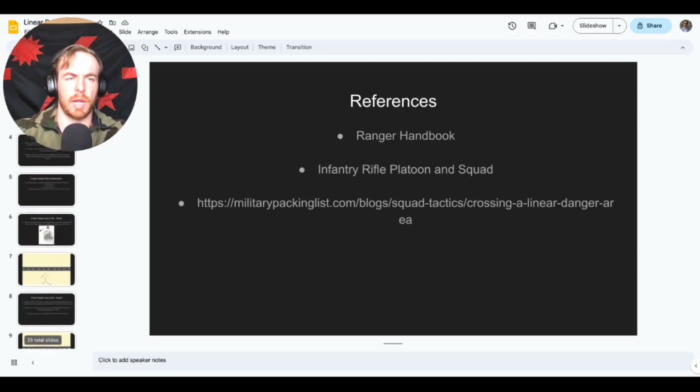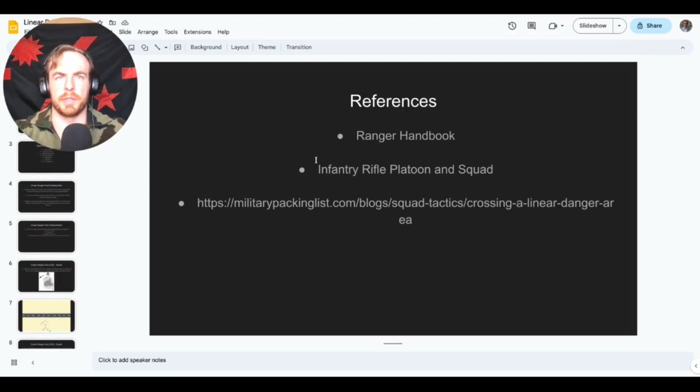But yeah, so kind of a short one today. But this is a critical task because you will have to cross roads at some point patrolling, whether in Ranger School or in the rest of the Army, or out on your own with your boys, practicing this kind of small unit tactics and such.